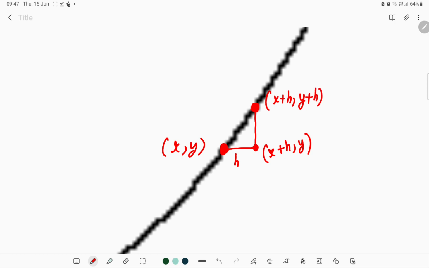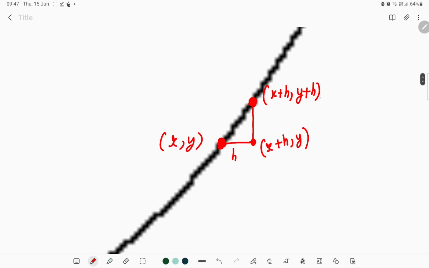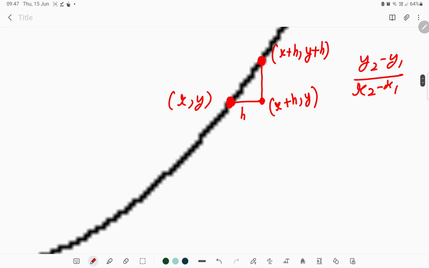Now we can easily take out the slope of the line. How can we do that? Well, we can use our formula, y2 minus y1 upon x2 minus x1, which is y plus h minus y1, which is y, upon x2, which is x plus h, minus x1, which is x. And these cancel out, and we are left with h divided by h.